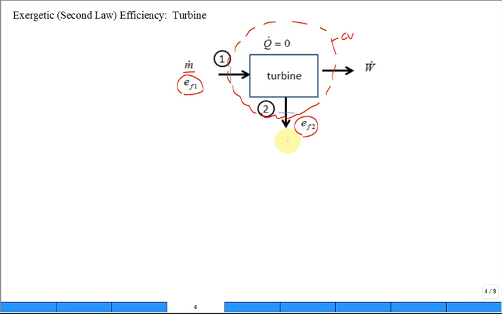Well, if it's a turbine, which one is larger? The flow exergy in is larger, isn't it? Because it's producing useful work. So some of that exergy is coming out of the fluid stream and is going into the work. This power out.